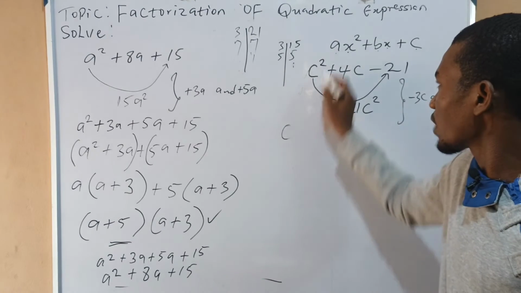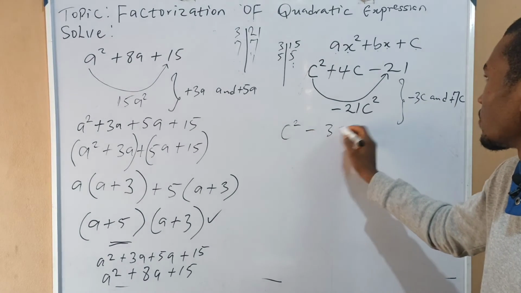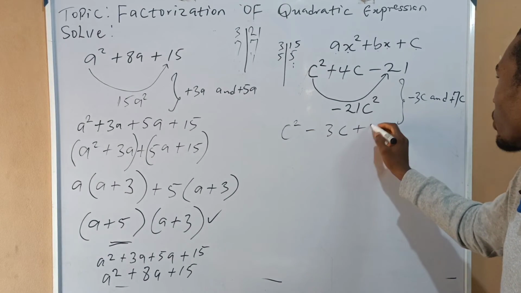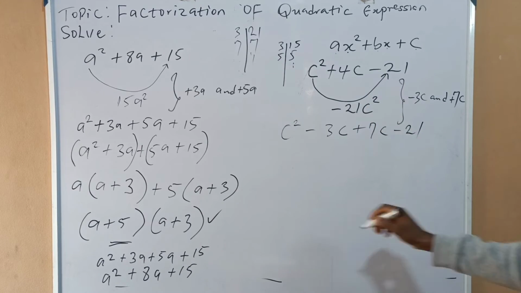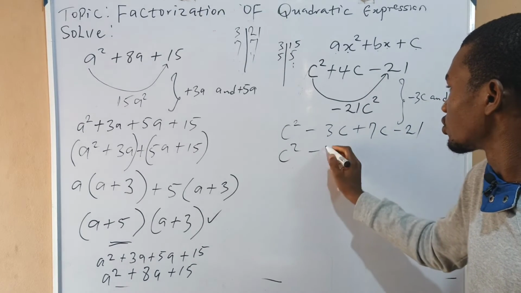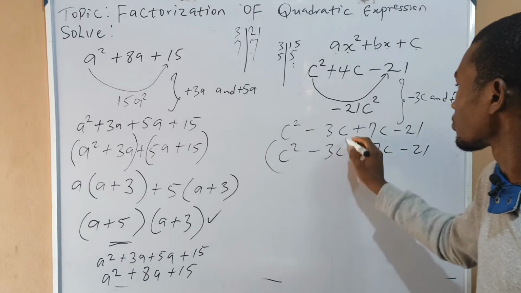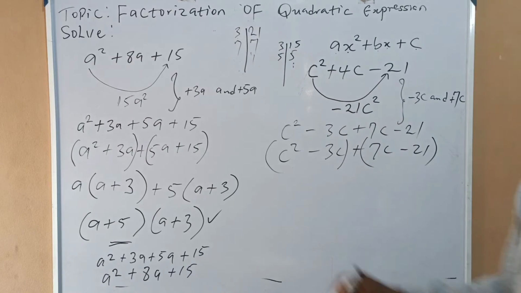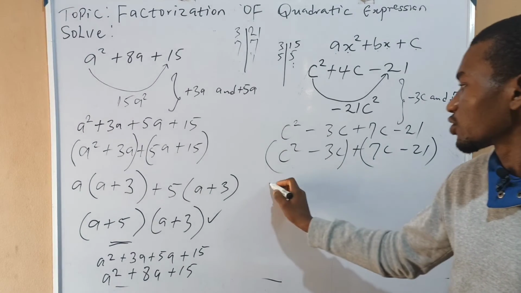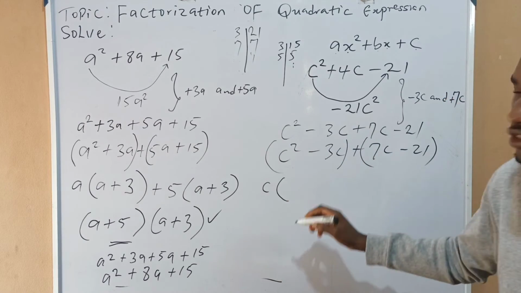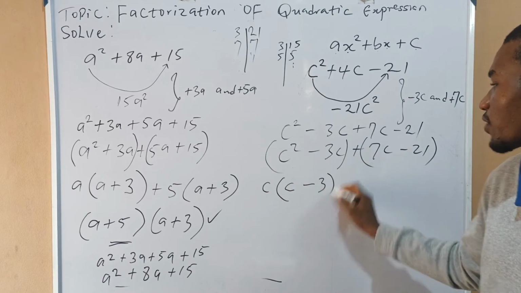Now we have our c squared. Then we include these two factors, which are negative 3c and positive 7c, then minus 21. So I group this in twos. Then I factorize. So factorizing c can divide here and here. So I have c. c divides c squared, we are left with c. Minus c divides 3c, we have 3.